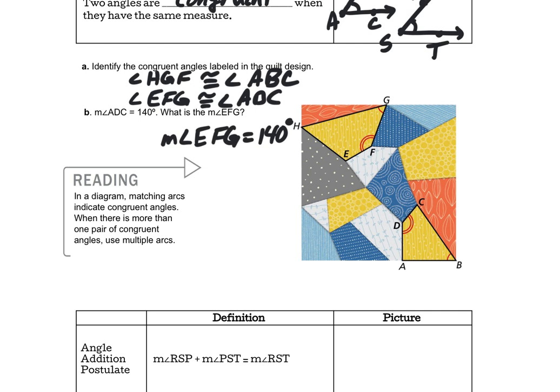The one thing I will point out here is we have this little M right here, and that means measure. So when we put M there, we're talking about an angle measure. So we want our answer to be degrees of some kind. Okay.